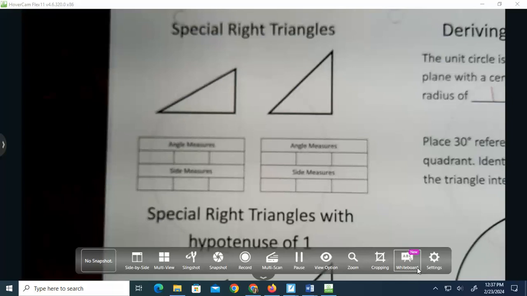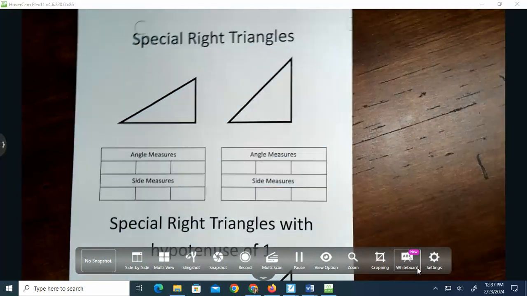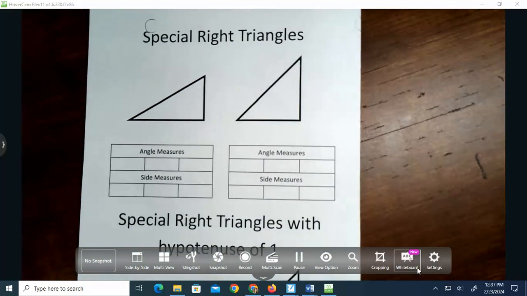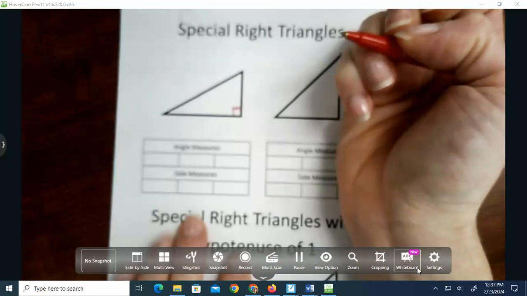Now, to start, I actually want to go to the back of this. So actually fold your paper in half first, so you've got a little book. And we are going to look at the back page first, talking about special right triangles. So these are the special angles we've looked at.